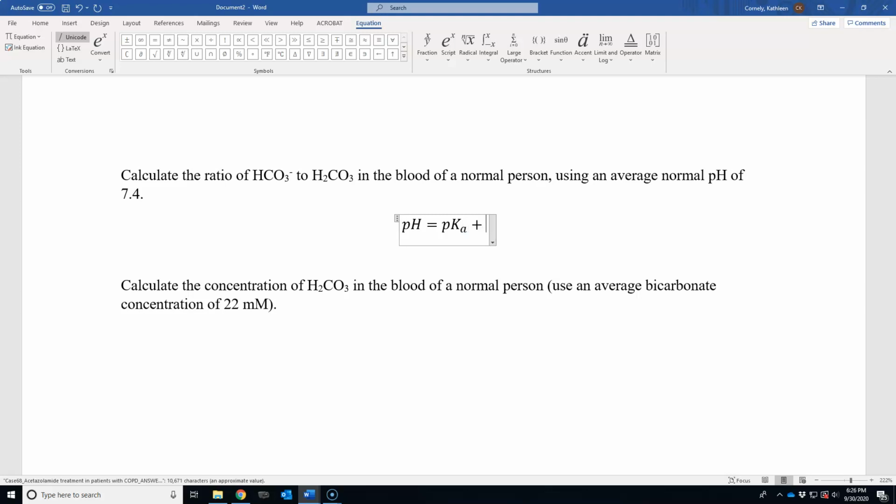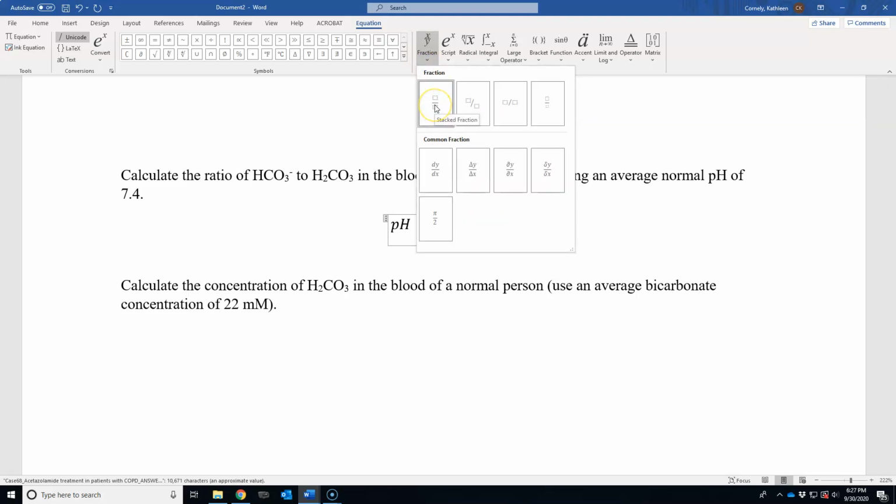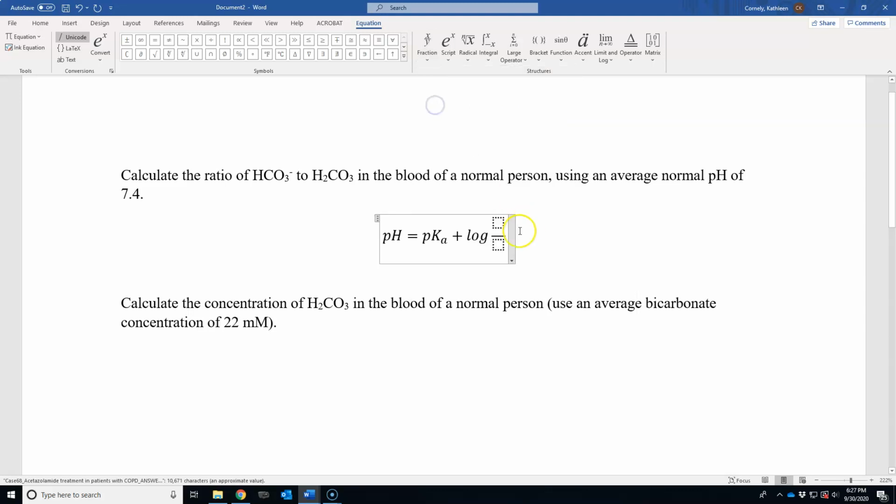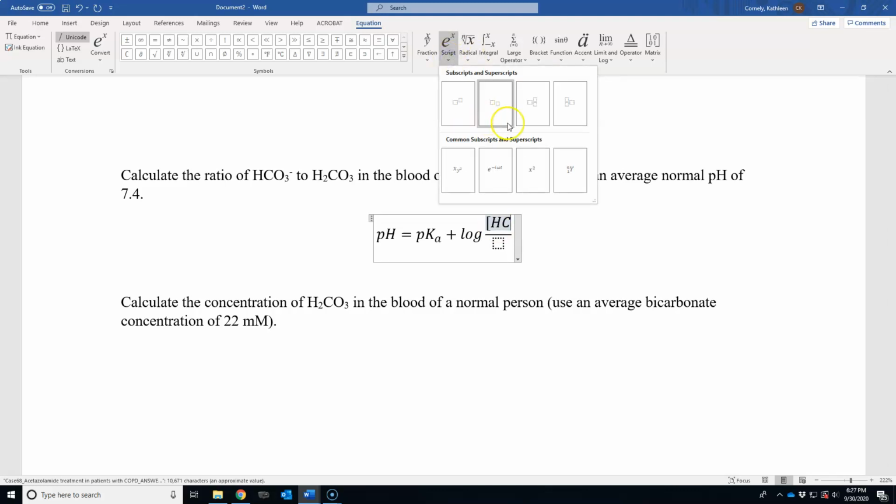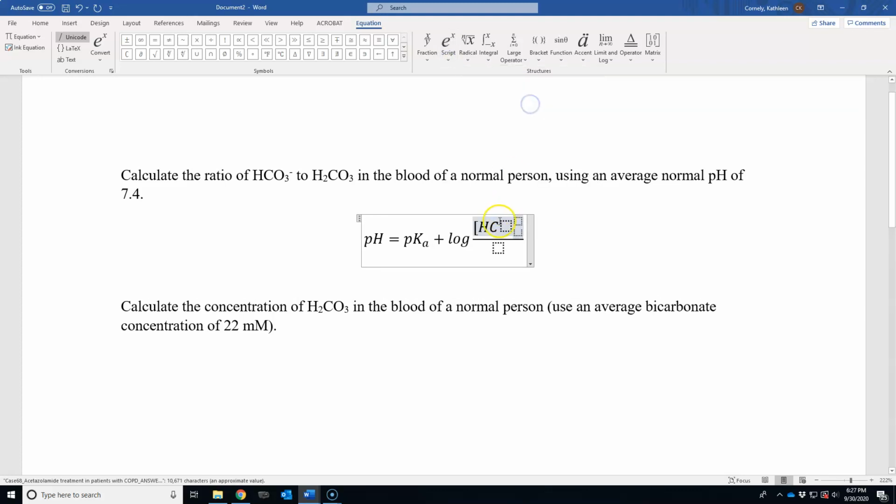Okay, plus the log, and now I want to do a fraction, so I'm going to come up here and just do this stacked fraction. The bicarbonate concentration is in the numerator, so I'm going to type HC, and it's going to be O3 minus. So that means I have both a subscript and a superscript. So I'm going to click on this box right here.